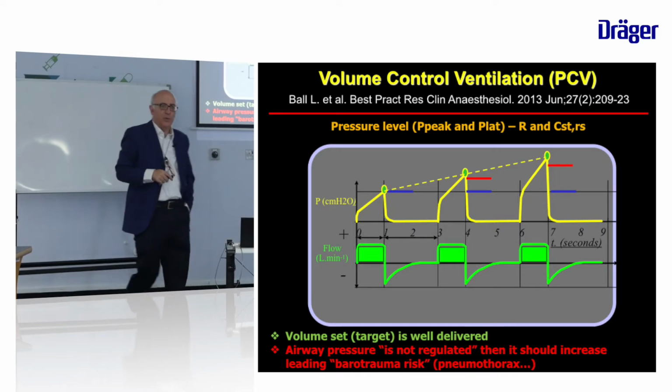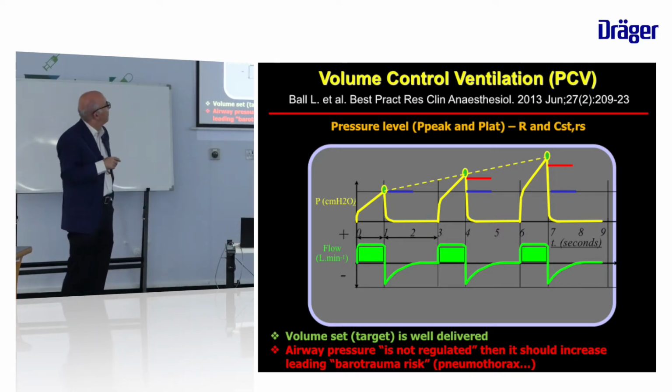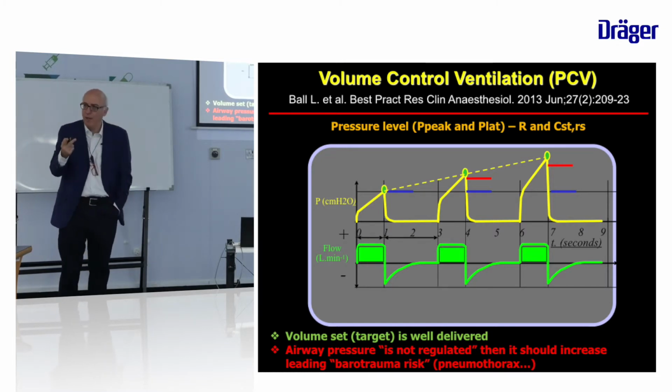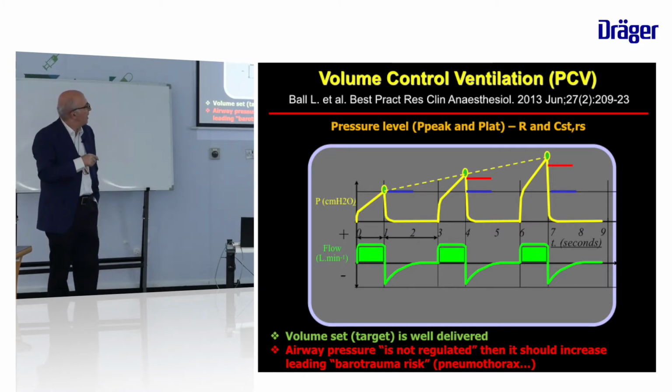The other issue to remember is that we are ventilating in volume control. This is a mistake here. You see that this is the peak, and if you have an increase in the peak pressure, this can be due to two phenomena. The first phenomenon is the increase in the airway resistance.